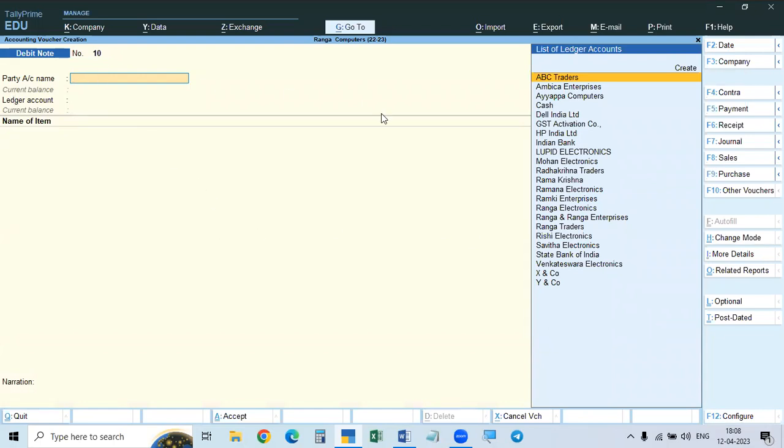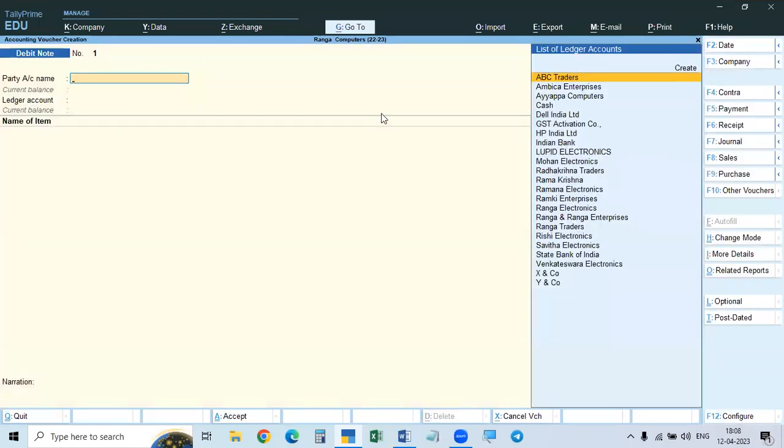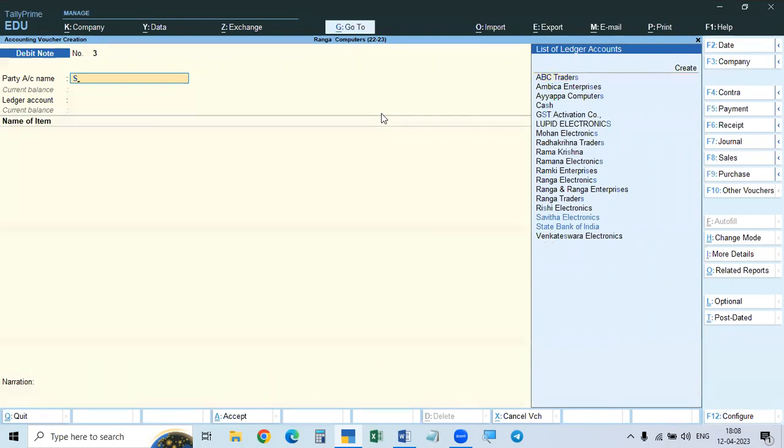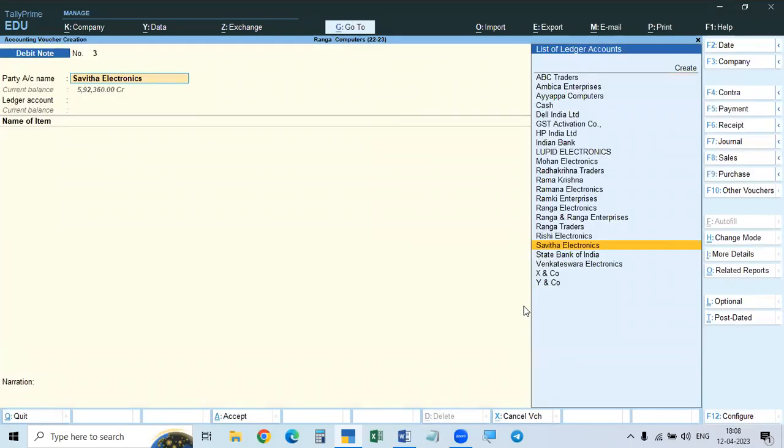Okay, the debit note. Change the date to 2nd April, we returned the goods. To whom did we return? We returned to Savita Electronics. Savita Electronics, and here you see, when you are sending the goods, you have to fill in the dispatch details. Here, see here, I will tell you.